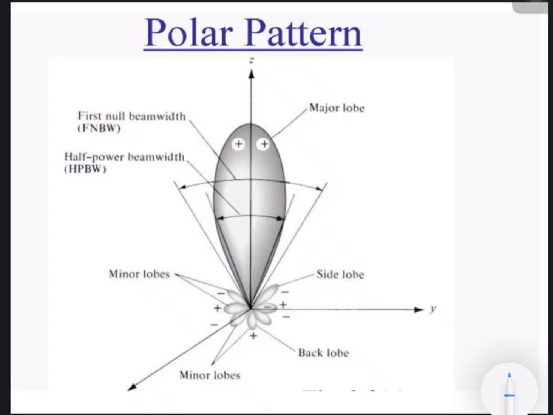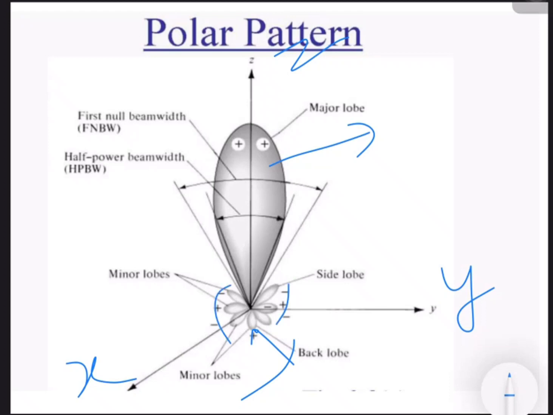So this is a polar pattern, where the radiation pattern is expressed in the x, y, and z coordinate system. Here we can see this is the major lobe, which is represented in the diagram, and the smaller one, a tail-like thing, is the back lobe, and there are three side lobes. This point represents the first null beam width, and the second one represents the half power beam width. So this is the representation of the radiation pattern as a polar pattern.